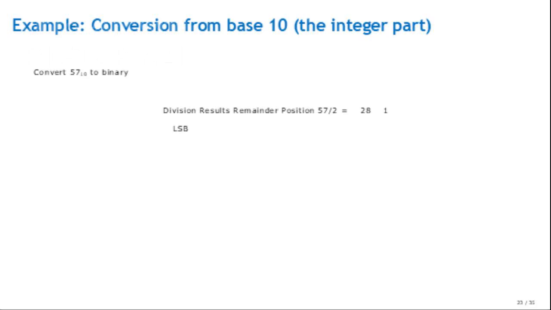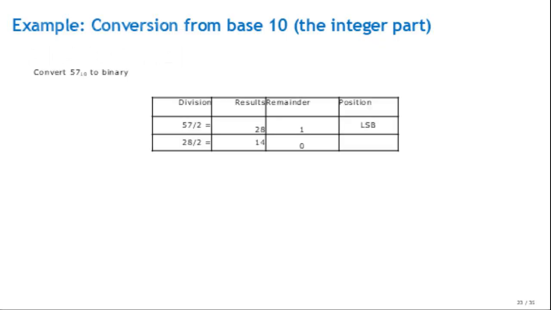Let's see an example of converting the integer part of a base 10 number to binary. We start by dividing the number by 2 and recording the remainders. Continuing with our example, we divide the quotient by 2 again and record the remainder. This process is repeated until the quotient is 0.